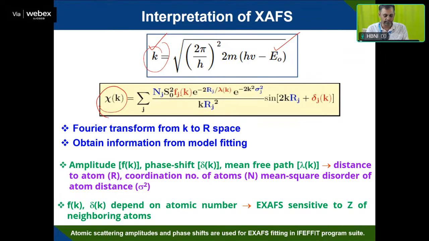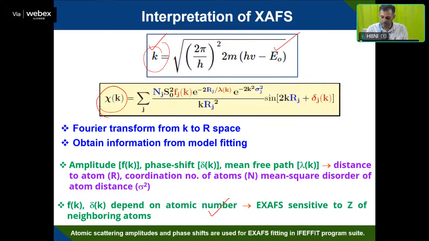Here you can see F(k) is the amplitude, delta(k) is the phase shift, and there is the mean free path, and the distances to achieve that path. Once you know the coordination number and the mean square disorder, all those parameters, F(k) and delta(k) depend on the atomic number.